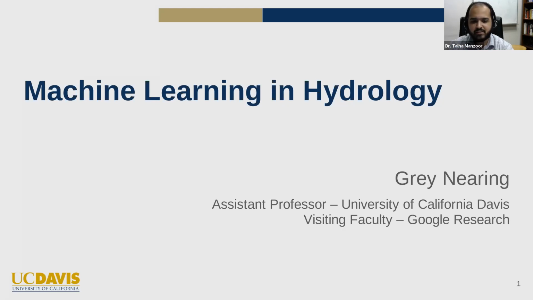It's an honor to introduce Dr. Gray Nearing, who is an assistant professor of environmental data science at the University of California, Davis, and a visiting researcher at Google Research. He was previously a member of hydrology modeling teams at NASA and the US National Center for Atmospheric Research. Dr. Nearing's research is focused primarily on machine learning in hydrology and land surface modeling. We'll hear more about this from him in a moment.